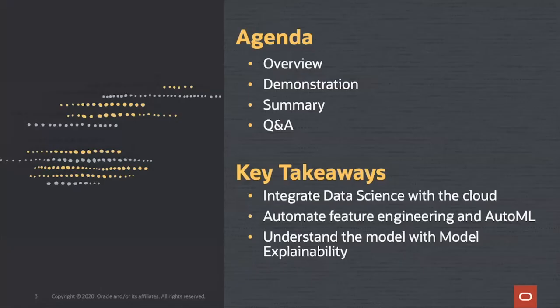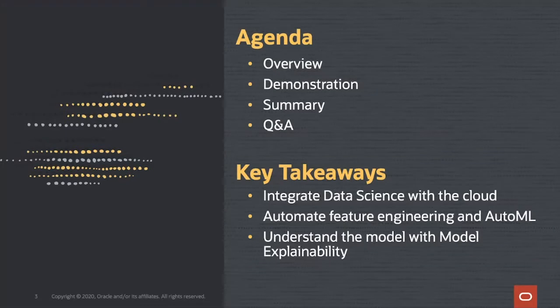The agenda for this talk: we'll go over an overview of the OCI data science service and the platform that it sits within. We'll then do a demonstration of how to use the software, how to set up your system, create a project and notebook, and then we'll go in detail through a model that we're going to build out using the accelerated data science library. Then we'll come back and do a quick summary, and we'll follow that up with some questions and answers.